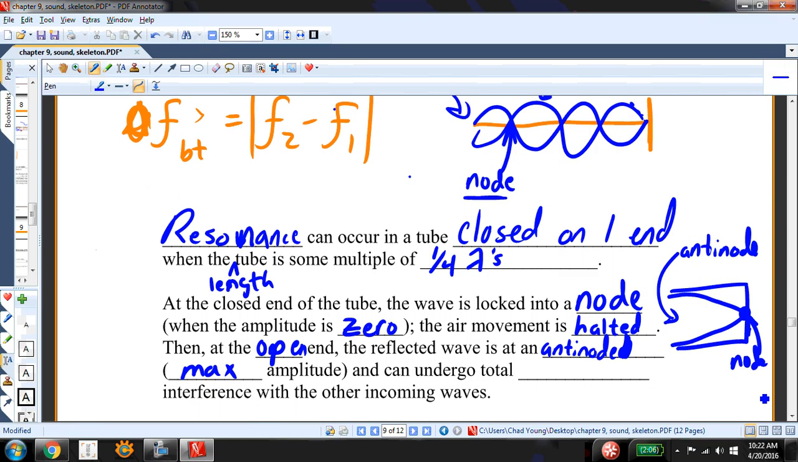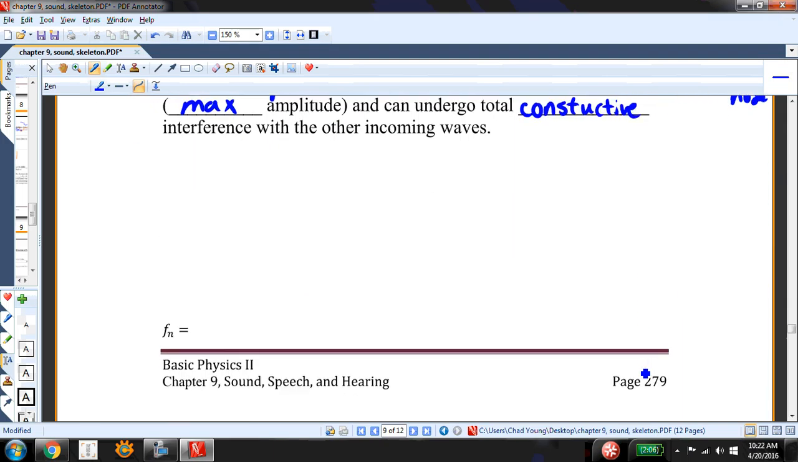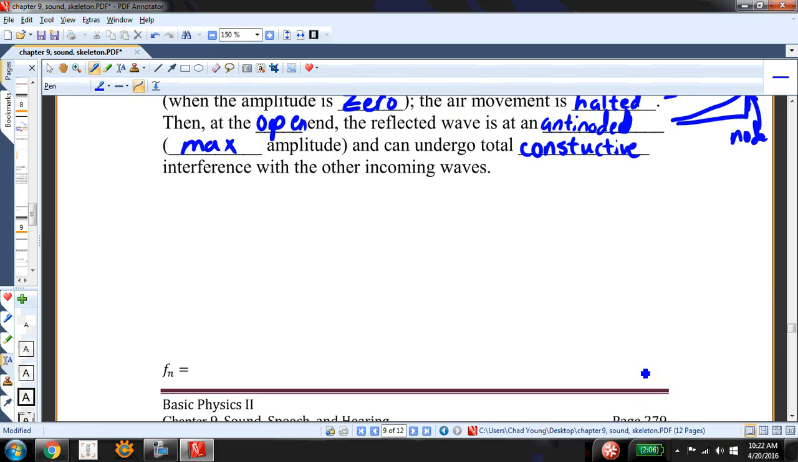When these waves reflect within this resonating tube, they can undergo total constructive interference with other incoming waves, and that causes a resonance inside the tube. All right, I can draw some pictures here. So if I imagine, these are my tubes. This is going to be our first mode, our first normal mode.